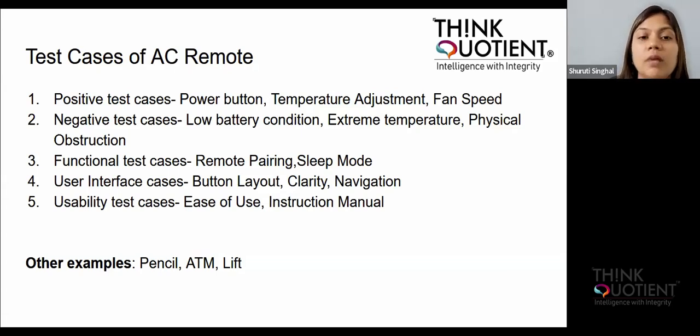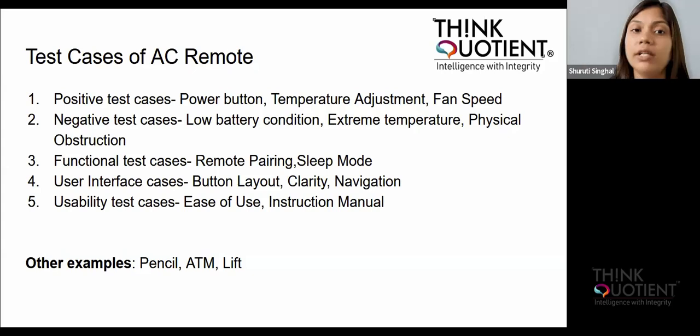Then we can also check the swing function, changing the airflow direction. So that is a positive test case and also a functional test case. Then we also have sometimes an energy saving mode, right? Or the LED display, which shows you the correct information. So is that display showing the correct information or not? Maybe the display on the AC is different from what is on the remote, right? So those are all functional test cases.